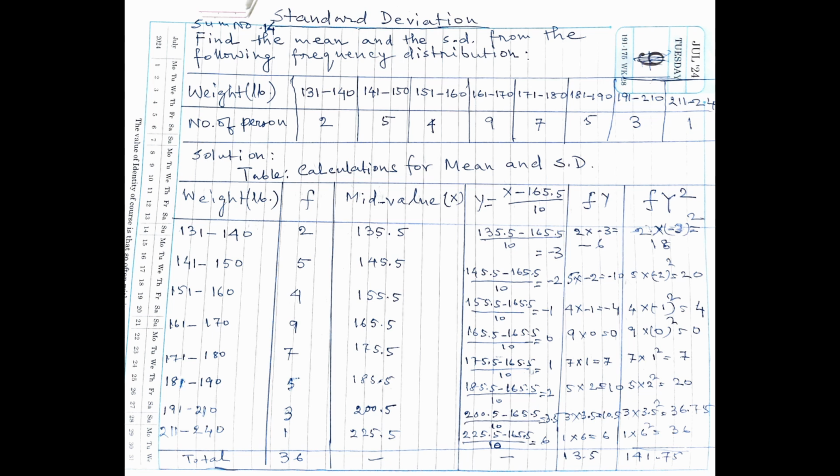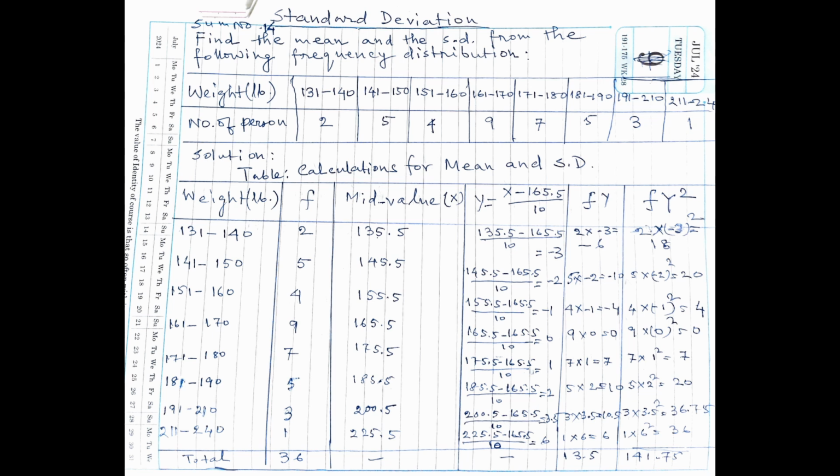Weight 141 to 150, frequency 5, mid value 145.5. Y is equal to 145.5 minus 165.5 by 10 is equal to minus 2. Fy is equal to 5 into minus 2 is equal to minus 10. Fy square is equal to 5 into minus 2 square is equal to 20.